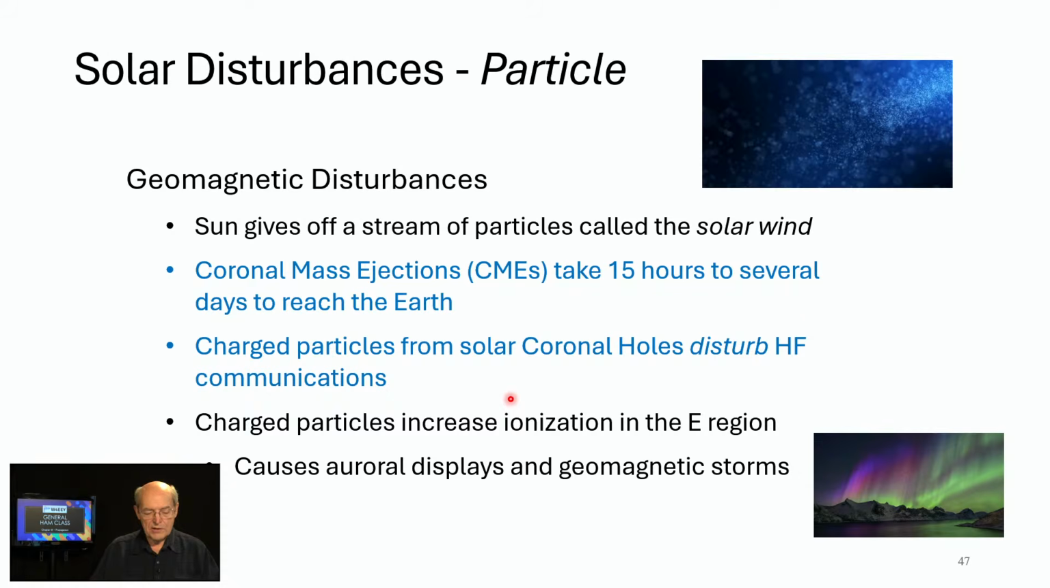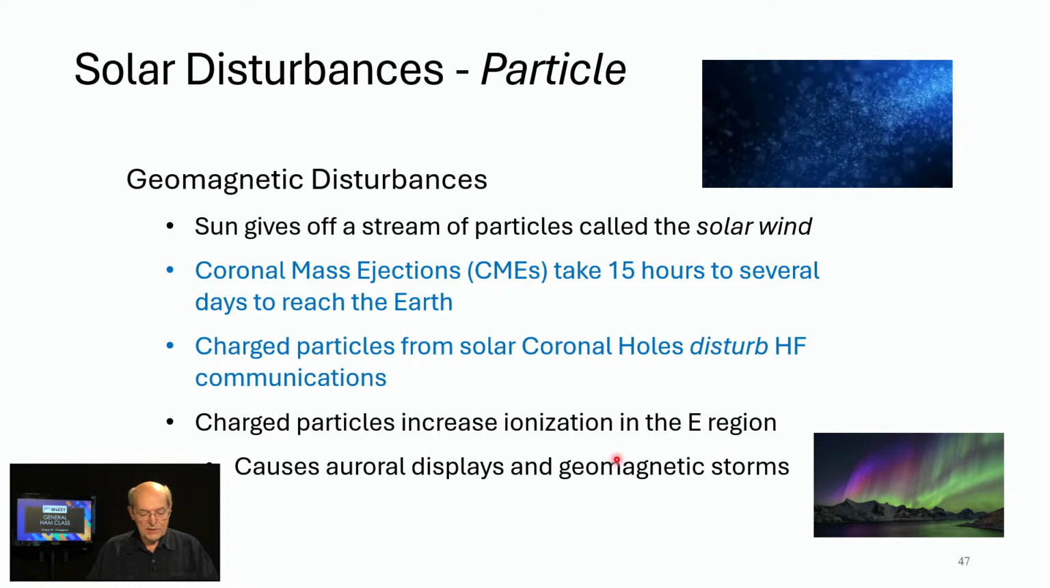Charged particles from solar coronal holes disturb HF communications. So anytime something bad is happening, we're going to have disturbed HF communication. The reason I'm emphasizing that is because there are about 3 pool questions that relate to disturbed conditions. Charged particles increase ionization in the E region, and this is actually what causes the auroral displays. The northern lights we see here, normally you only see those in the higher latitudes, Canada, Minnesota, and so forth, but if enough of that energy comes into the Earth, we can see this as far south as South Carolina.